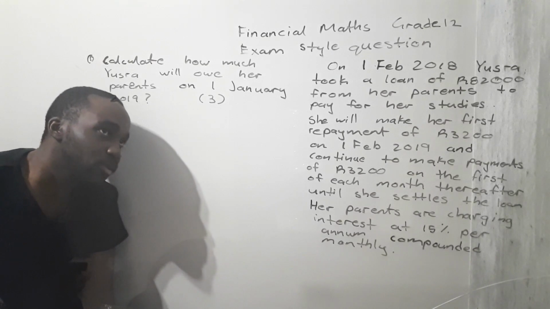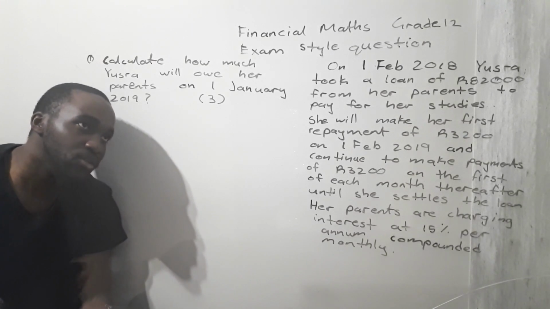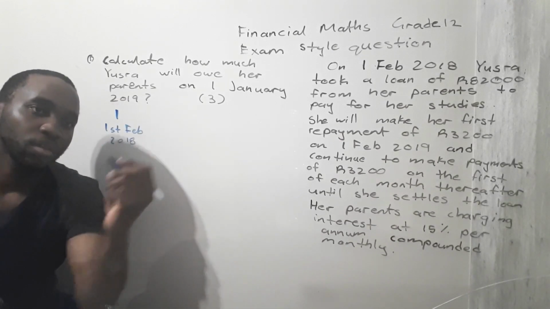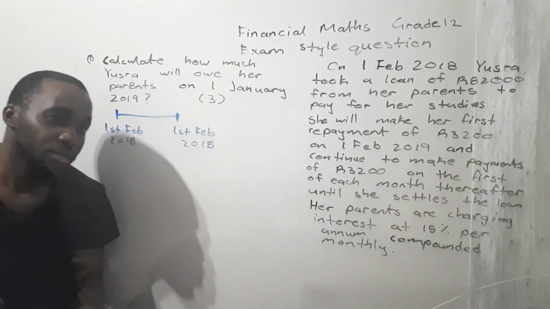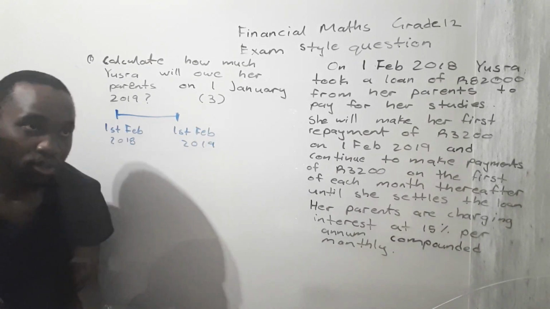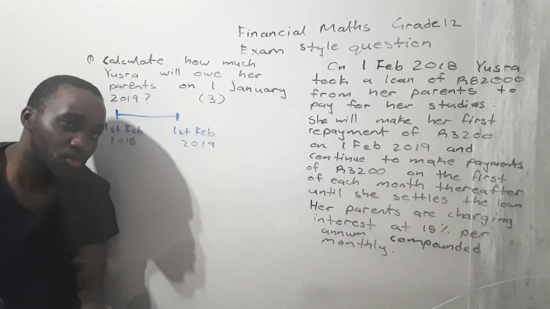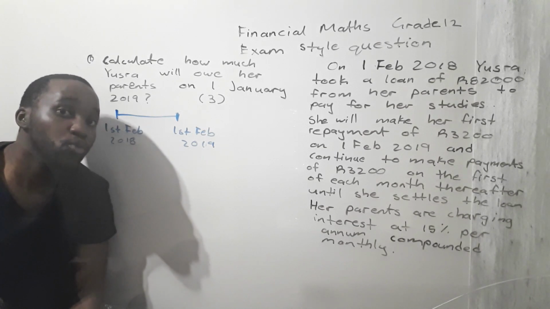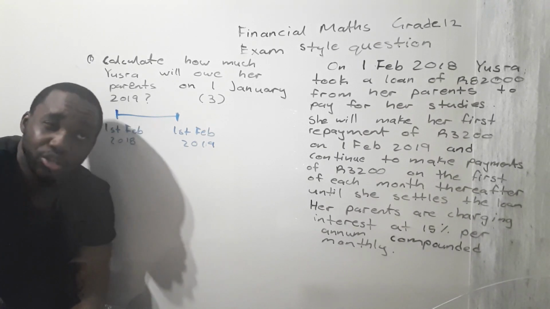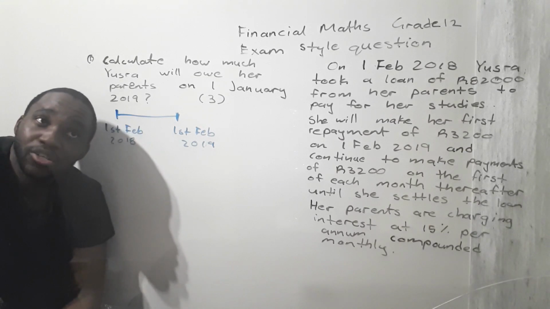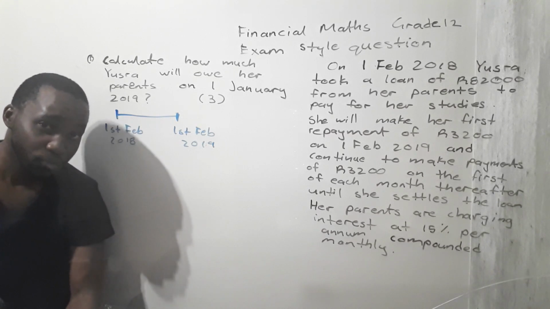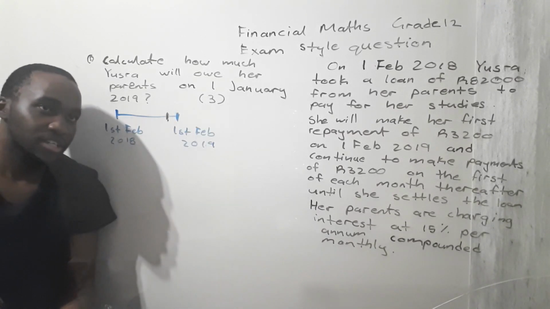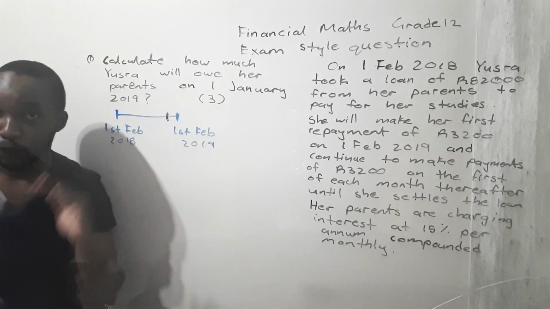2019. So what we want to take note of is that the loan was taken out on the 1st of Feb 2018. This is when the loan was taken out. And we know that on the 1st of Feb 2019, that would be a full year later, a full 12 months later. With our question though, they said we should calculate how much she will owe her parents on the 1st of January. So on the 1st of January, that is clearly 1 month before a full year.